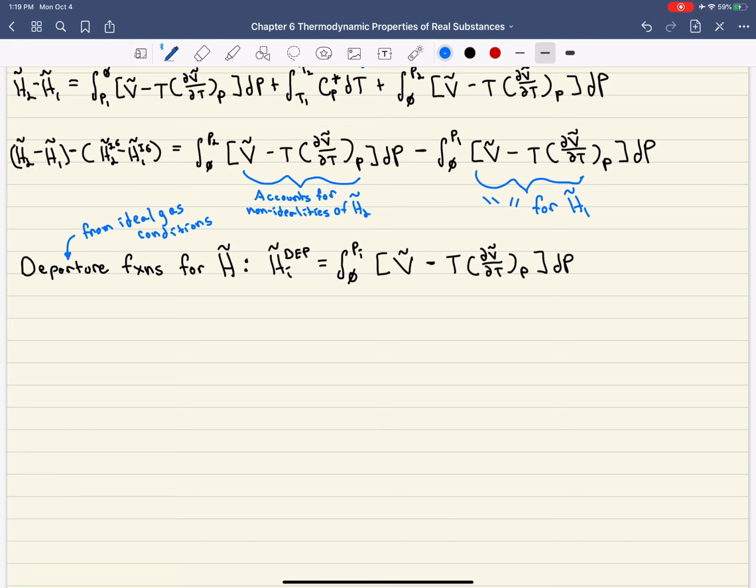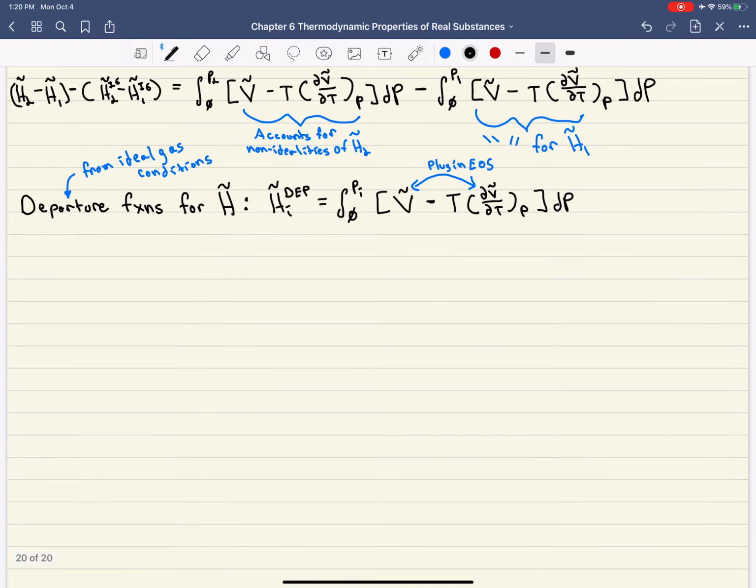Okay? Where once again, there's no second derivatives here. We just have a first derivative. And for that first derivative and for the volume term here, what you could do is plug in an equation of state to get an actual function that you could use. Okay? All right, so that's what the definition of a departure function is.